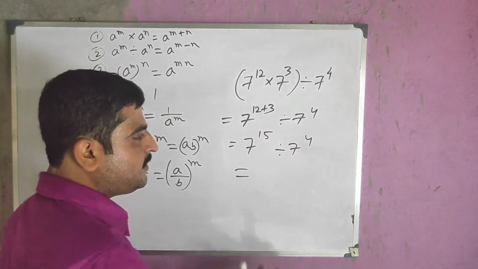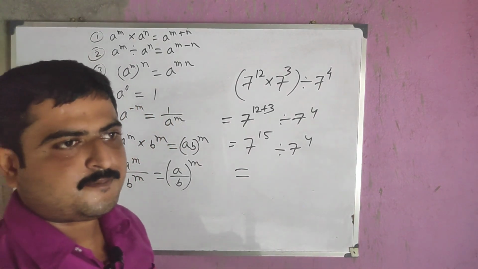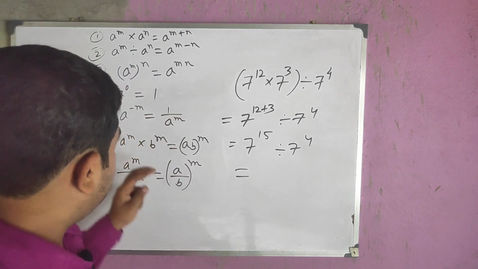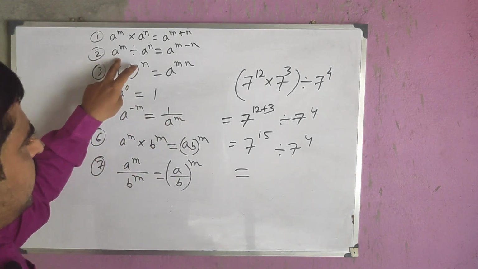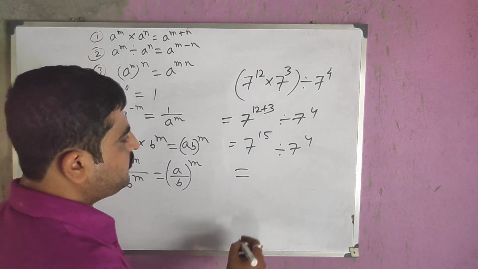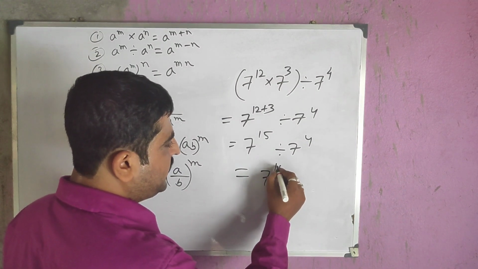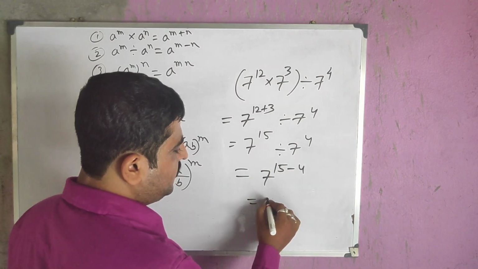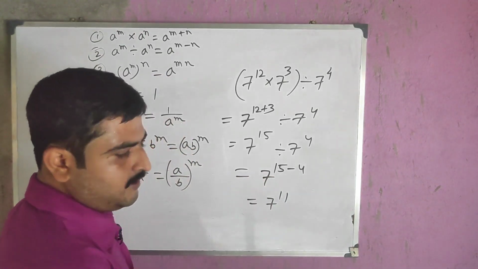Now again the bases are equal and it is in division form. So which formula do we apply here? a to the power m divided by a to the power n becomes a to the power m minus n. So we can apply 7 to the power 15 minus 4, which is 7 to the power 11.